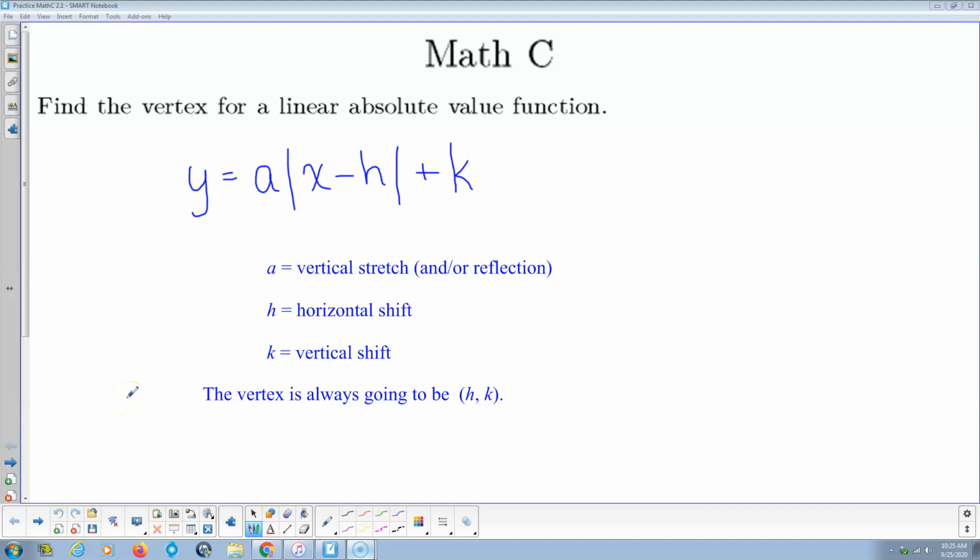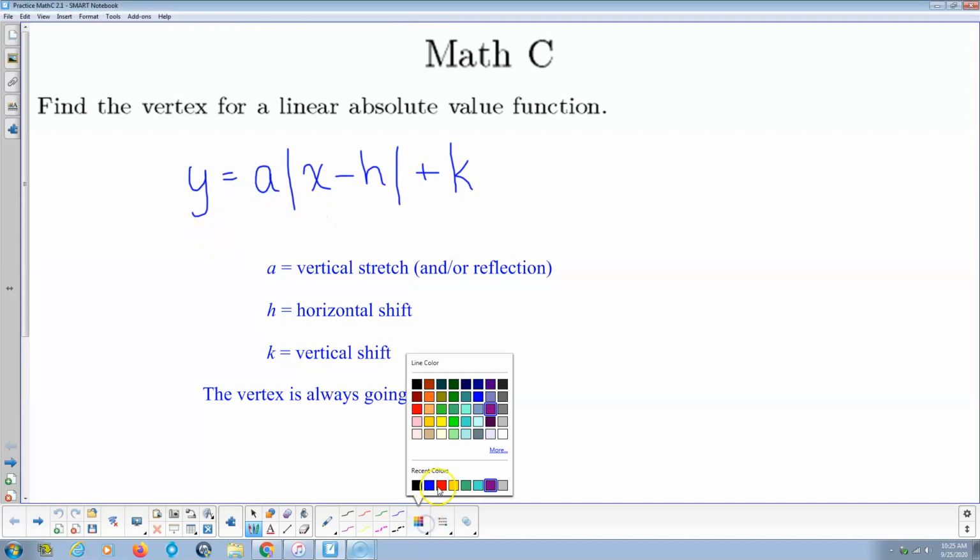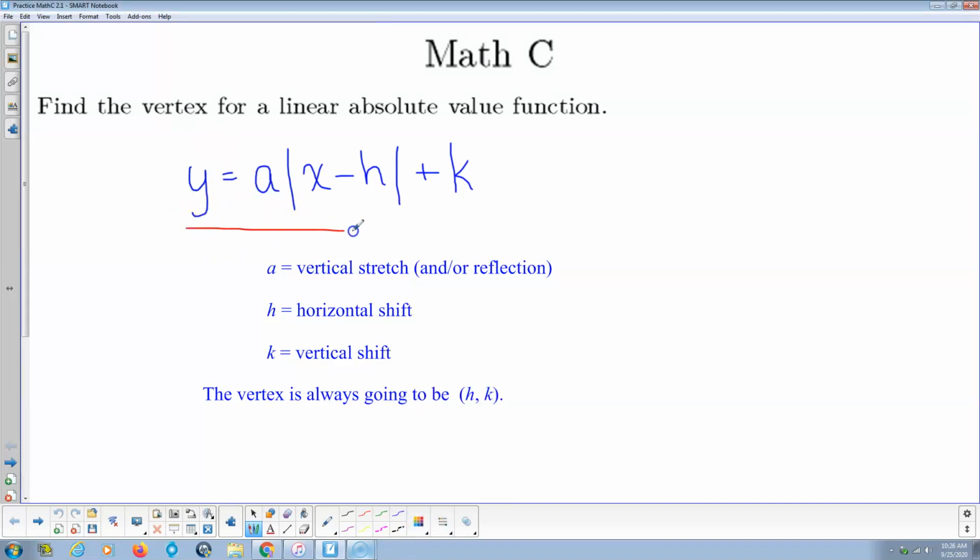Welcome. We're going to go over the practice problems for Math C, Section 2.1, which is finding the vertex for a linear absolute value equation. Here's kind of a standard form. It's not really standard form. I don't know if there's a name for this, but this is the form we like to see these in. So it's solve for y, that's the key.